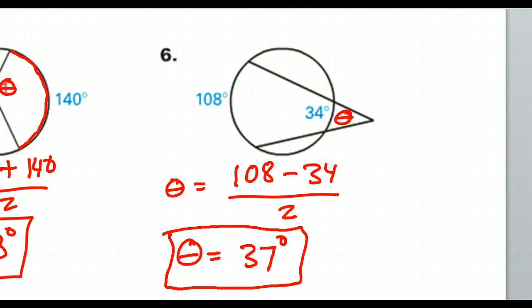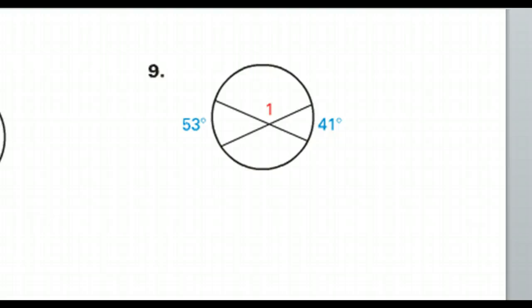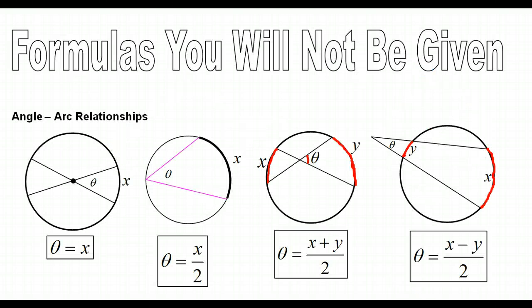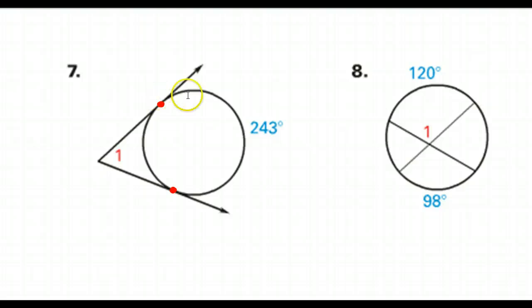Will they all be that straightforward? Sadly, no. Let's see how it keeps going. So number 7. We have a couple tangents here, but that doesn't bother us. We see that's kind of intercepting right there. But oh wait, Mr. Burton, I see that this is outside the circle. So I know I'm going to be using this arc minus arc divided by 2 formula to get the angle. But they only gave me one arc. So what am I supposed to do, Mr. Burton?